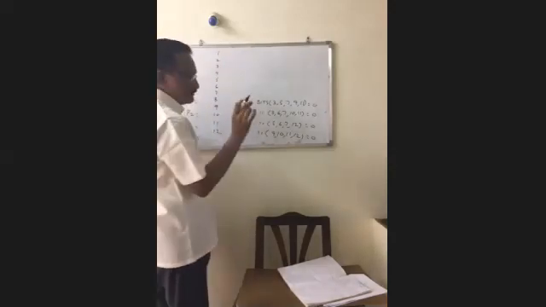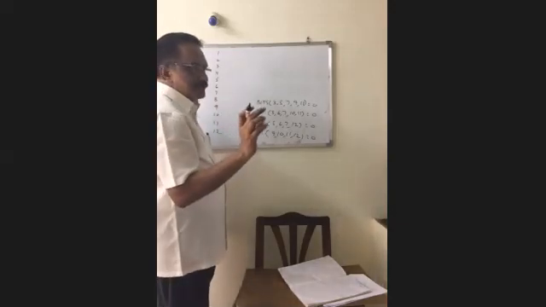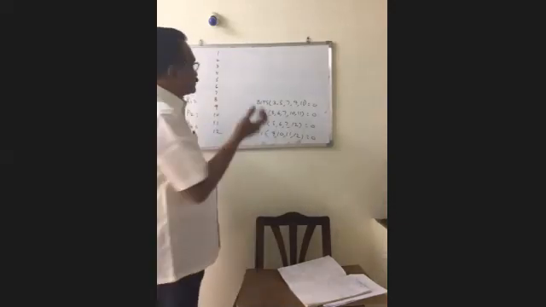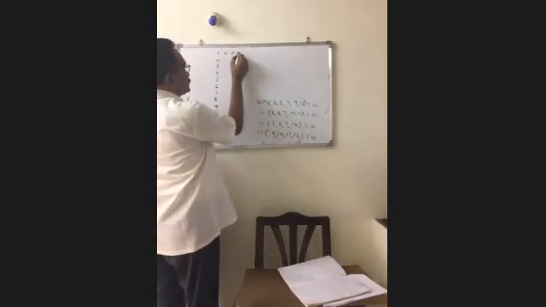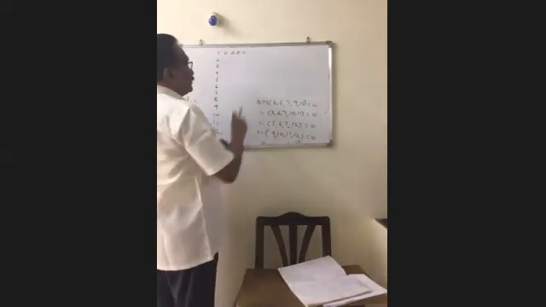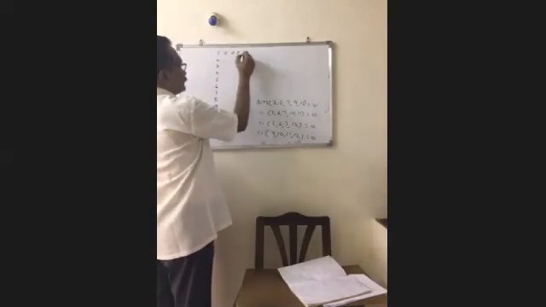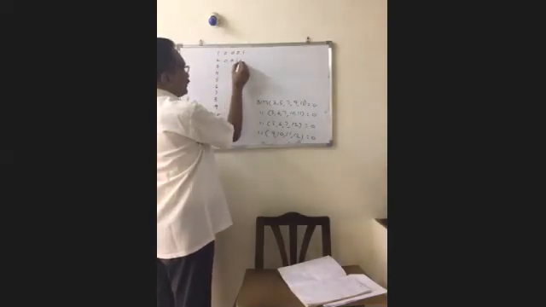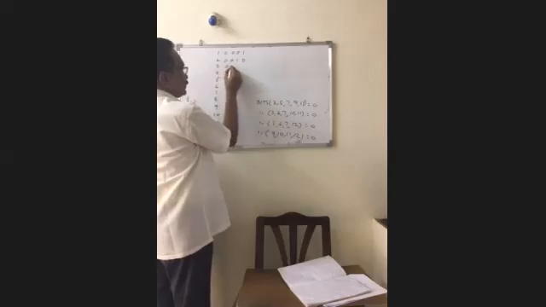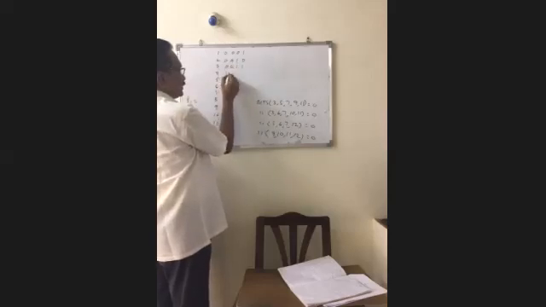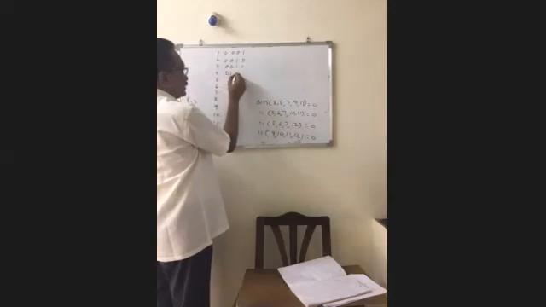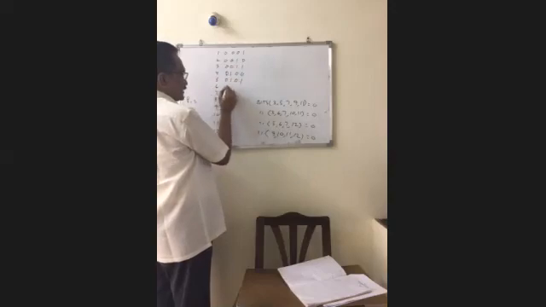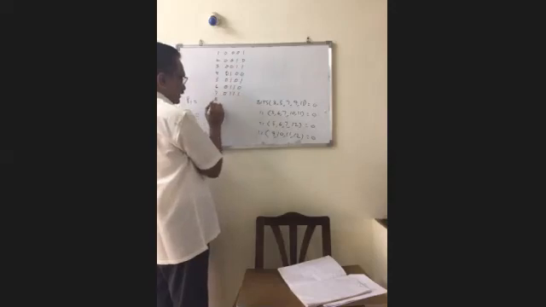For decimal number 1, what is the 4-bit binary equivalent? So weights are 8, 4, 2, 1. So for 1, simply write 0, 0, 0, 1. For 2, 0, 0, 1, 0. For 3, 0, 0, 1, 1. For 4, 0, 1, 0, 0. For 5, 0, 1, 0, 1. For 6, 0, 1, 1, 0. For 7, 0, 1, 1, 1. 8, 1, 0, 0, 0.